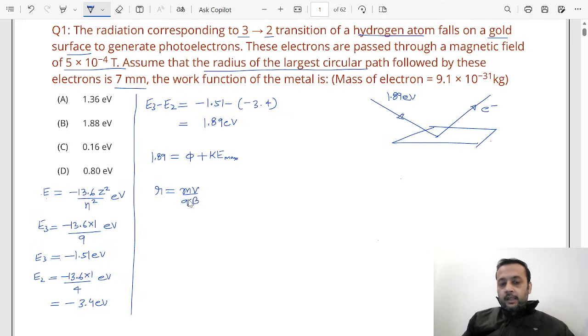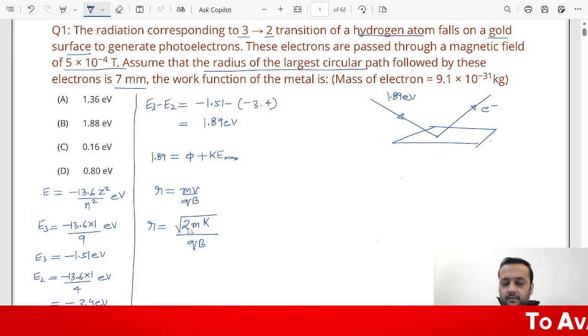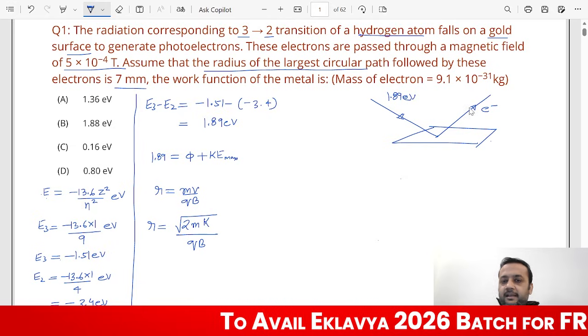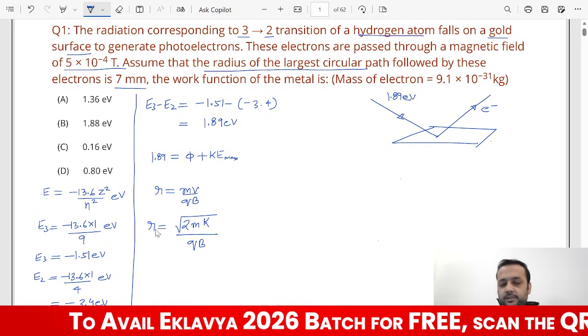Now using this data we can understand that the radius will be maximum when the kinetic energy will be maximum, because mv is the linear momentum, and linear momentum you can write as under root 2 into mass of the electron into kinetic energy of the electron, correct? Hence radius has a direct relation with the kinetic energy. So the electrons which have maximum kinetic energy will revolve in the highest possible radius.